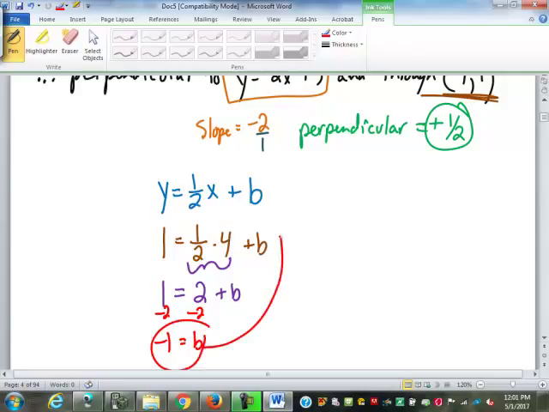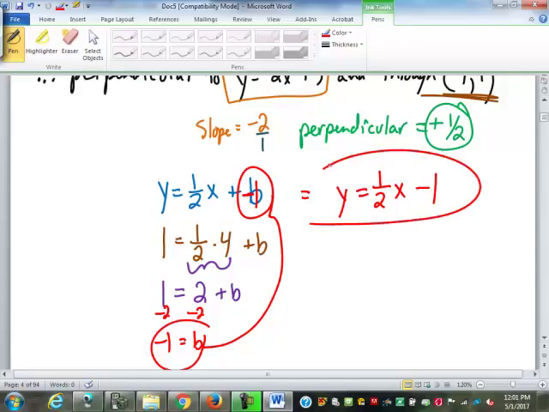So I go back up here. I'm replacing b here with negative 1. So that equation, instead of y equals 1/2 x plus b, is y equals 1/2 x minus 1. Any questions there?